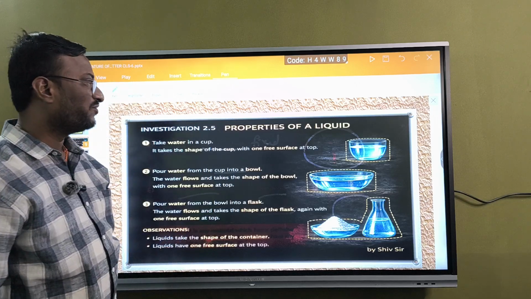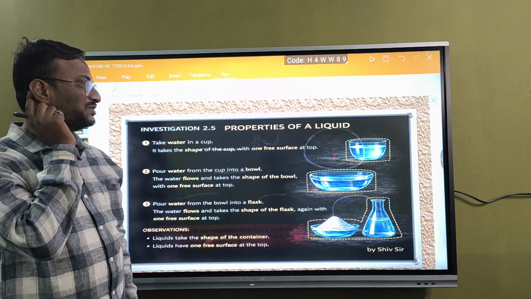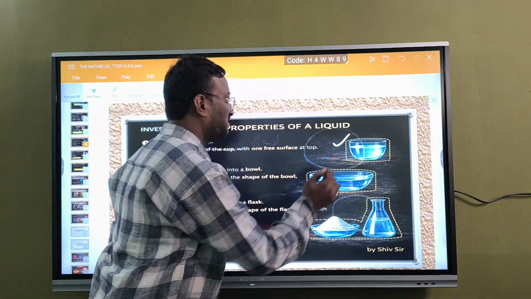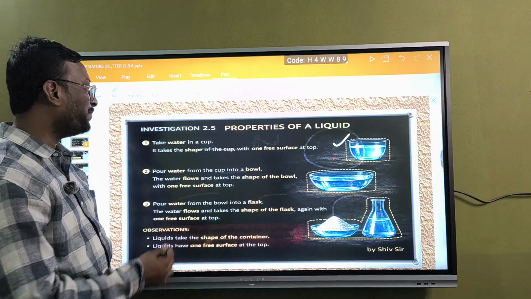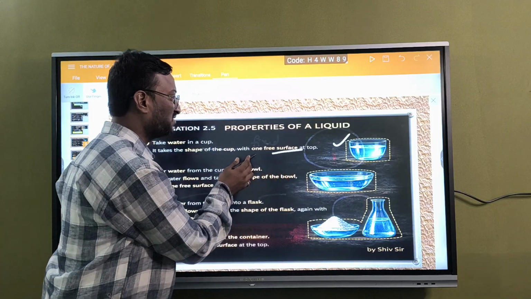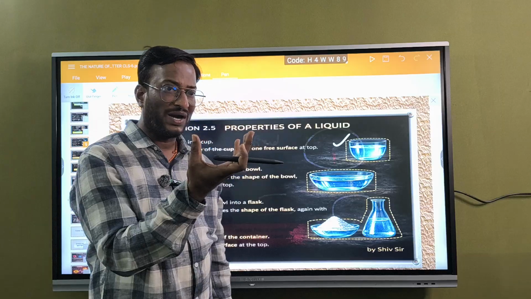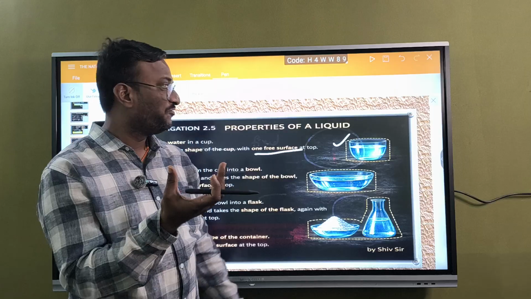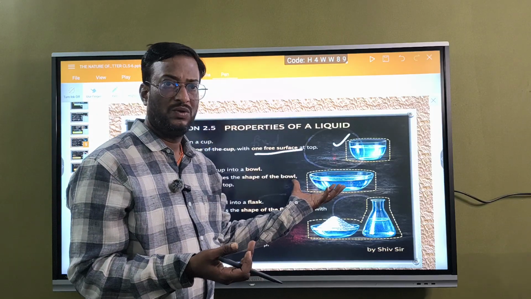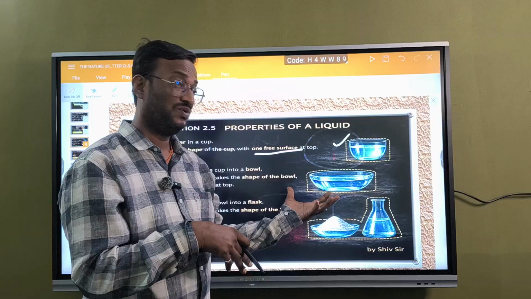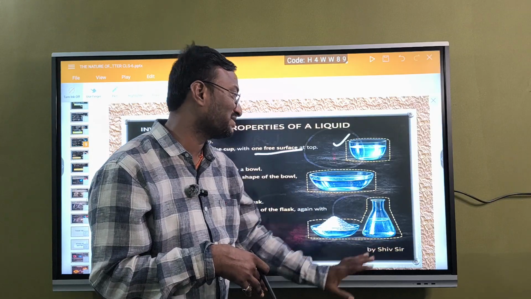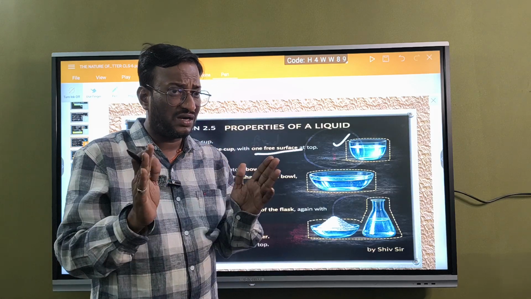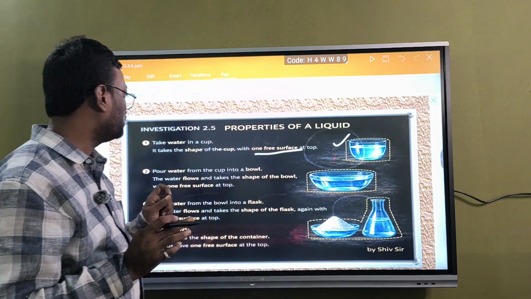Next we go for an investigation to explain liquids. Take water in a cup. It takes the shape of the cup with one free surface at the top. So if you pour water in a cup, the water will have the shape of the cup. If you take the same water in a bowl, it takes the shape of the bowl. If you take it in a flask, it takes the shape of the flask. So the water does not have any particular shape.